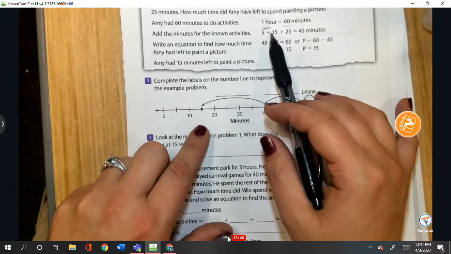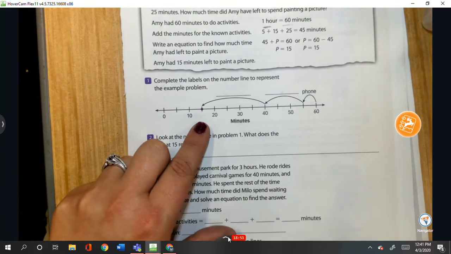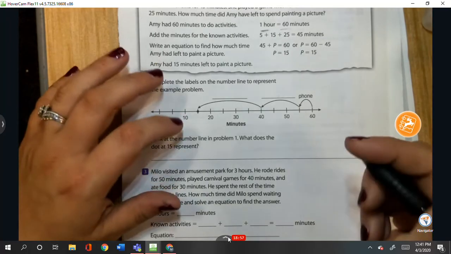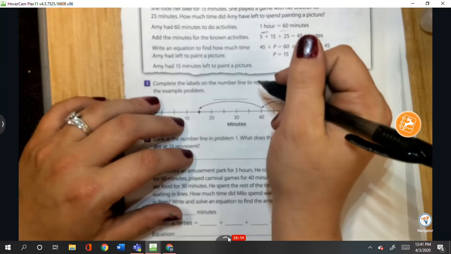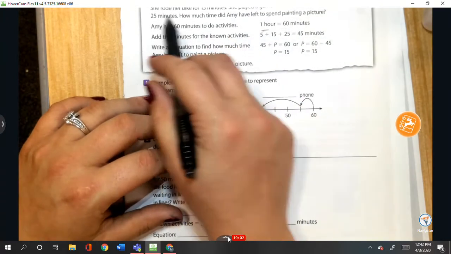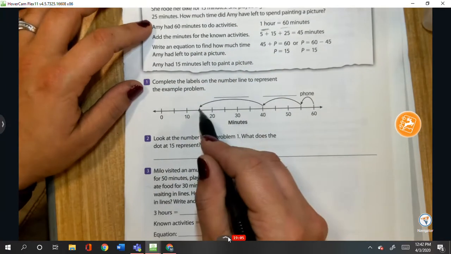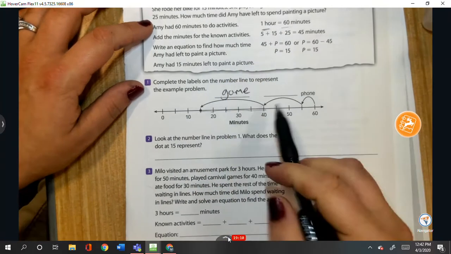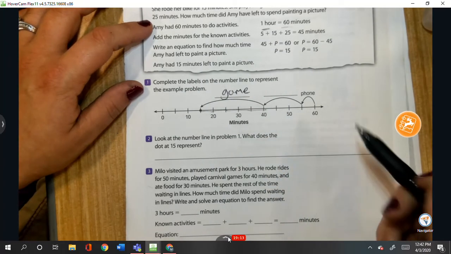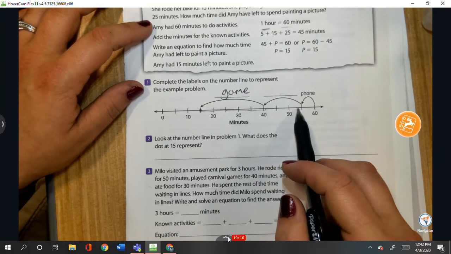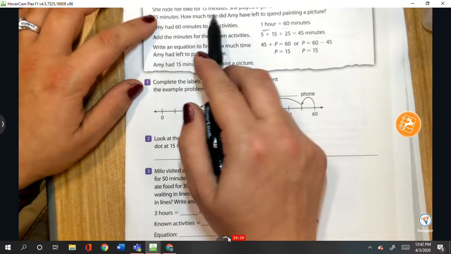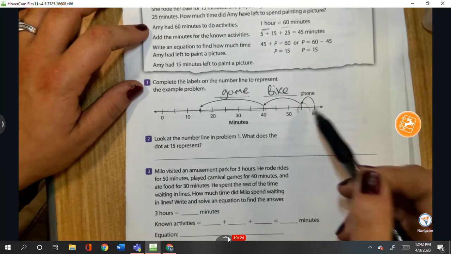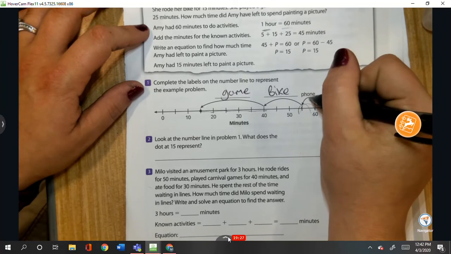So if we started, here's our first hour, right? Or no, this isn't our first hour. This is our game, because she played a game with her brother for 25 minutes. 5, 10, 15, 20, 25. And then we have 5, 10, 15 minutes. What did we use 15 minutes for? To ride our bike. And then we had that 5 minutes to play on the phone.